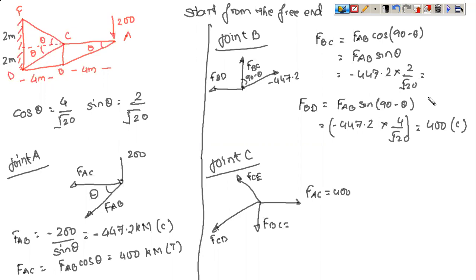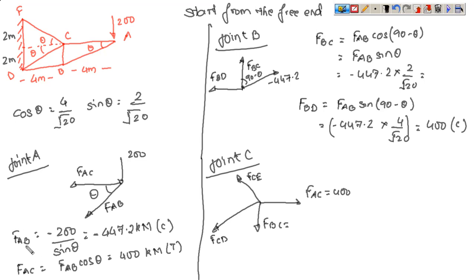Now let us come to joint A. The criteria for a cantilever truss is very fixed, that you have to start from the free end. So if you start from the free end, one force is given to you, this 200 force, and you have these two unknown forces. Initially we need to assume their direction, so we have assumed their directions as negative.